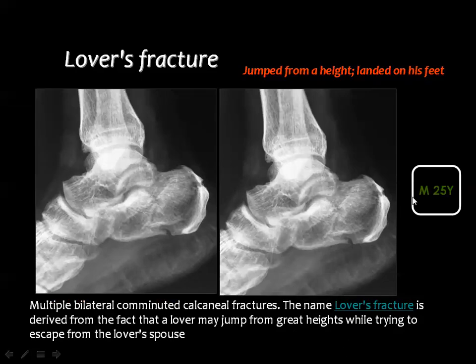And this is bilateral calcanean fracture for a male 25 years old, who jumped from a height and landed on his feet. Then you got comminuted fracture of both calcaneus bones. And here you can see that the calcaneus is flattened and the angle is almost lost.